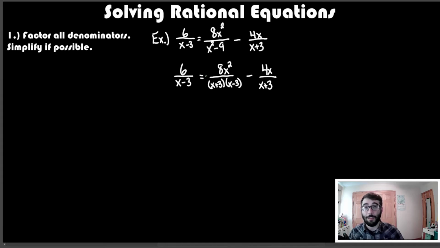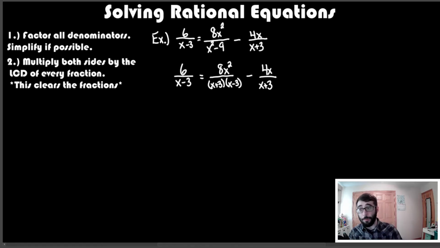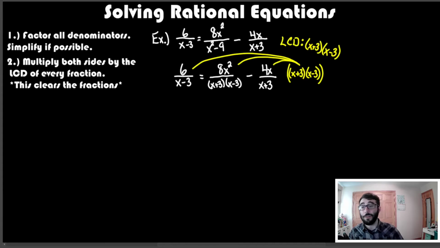Notice nothing cancels. From there, what we need to do is we actually need to now multiply both sides by the least common denominator of every single fraction. This is known as clearing the fractions because it's actually going to cancel them all out the exact same way we saw in the previous problem. So what I would go ahead and do is I would figure out what that least common denominator would be.